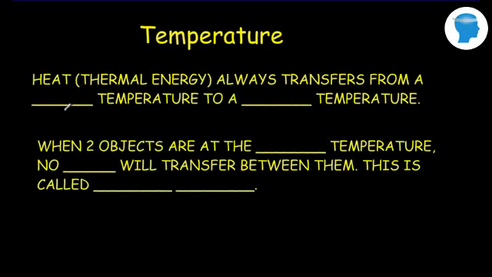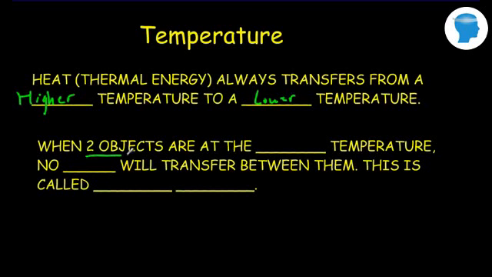Temperature is what tells us what direction that heat will flow. If I put my warm hand on the cold desk, I know that the desk will get warmer and my hand will get colder because the heat flows from my warm hand to the cold desk. And it would never be the opposite case where my hand got warmer and the desk got colder. Heat always transfers from a higher temperature to a lower temperature.